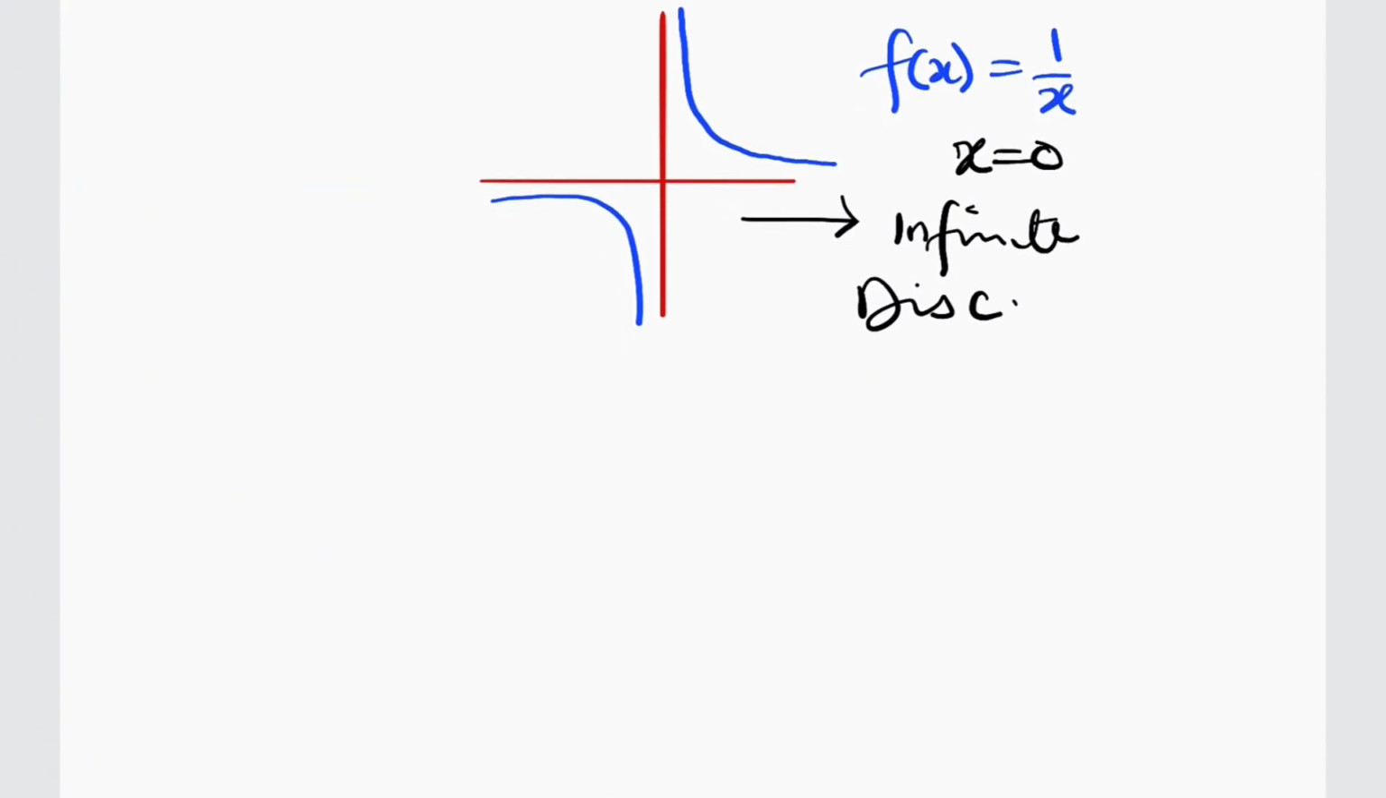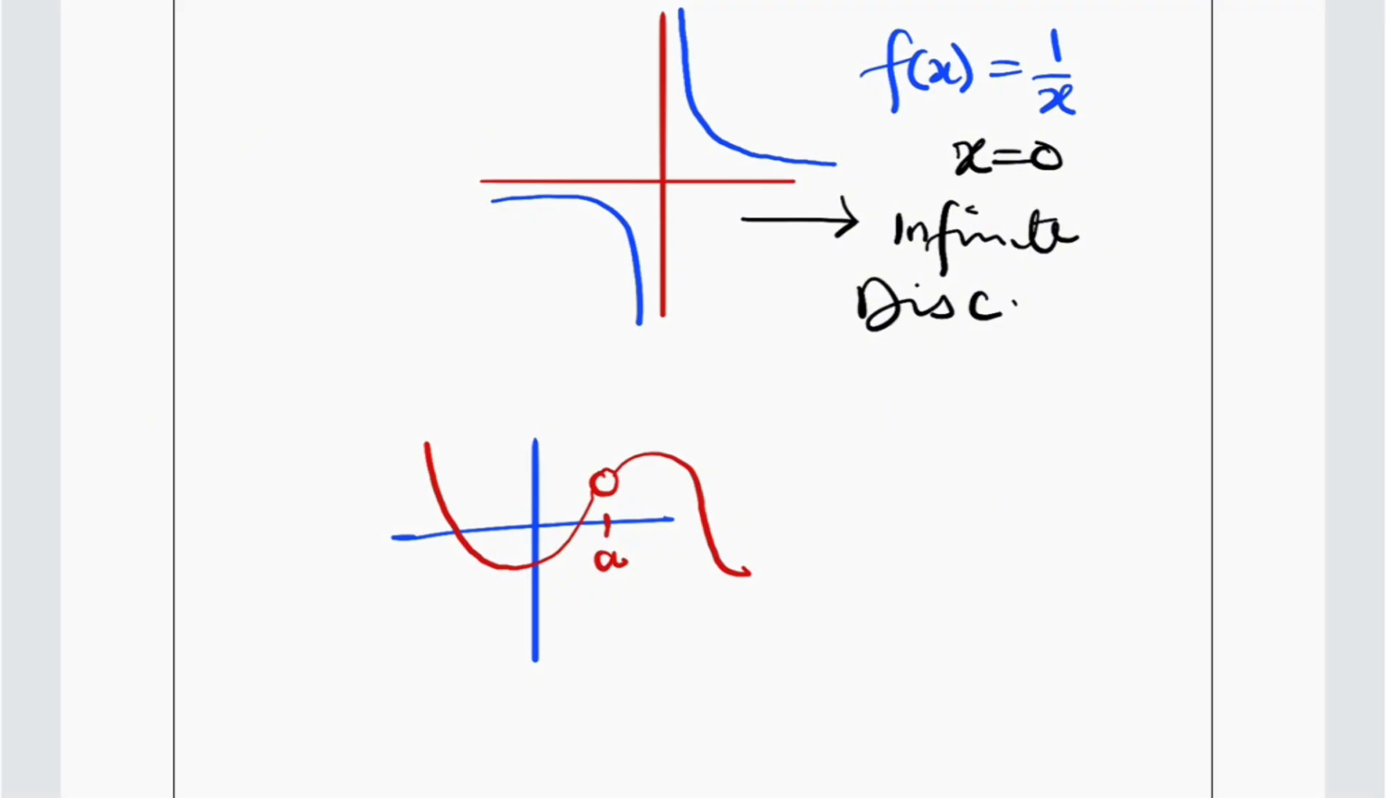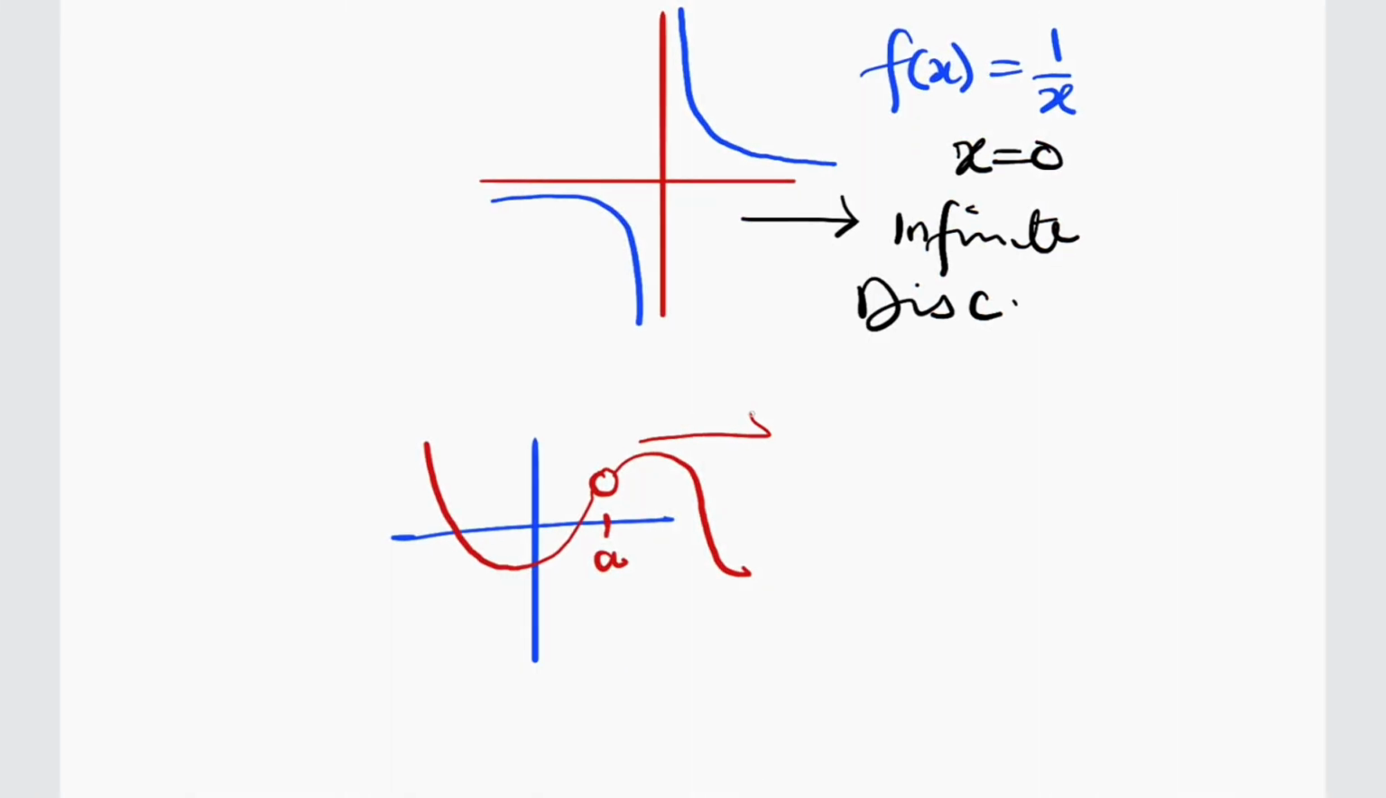And for another discontinuity, maybe you have a graph like this. Let me draw a graph, maybe something like this. Can you see we have a hole? So at this point, maybe where x is equal to a, the function is not continuous. And what do we call this type of discontinuity? Removable discontinuity.